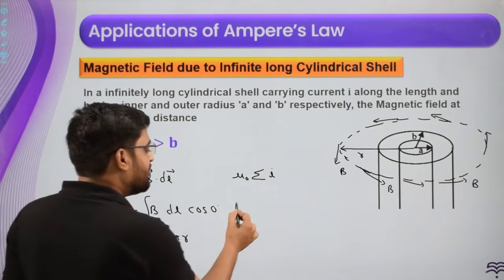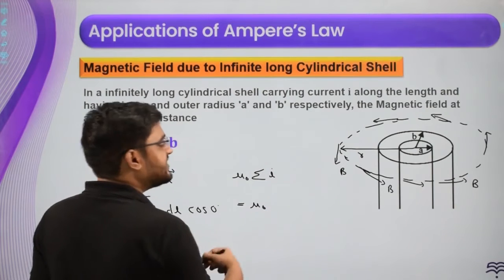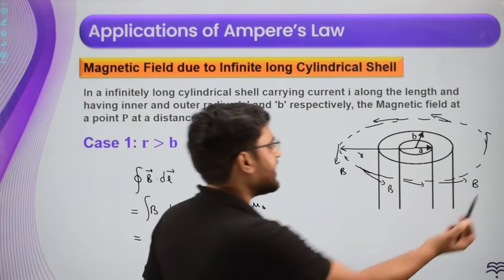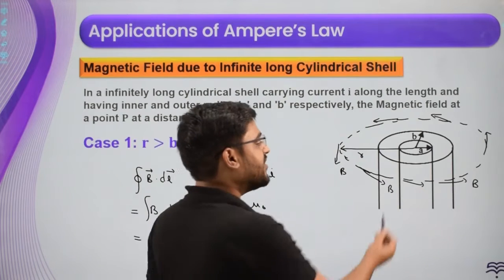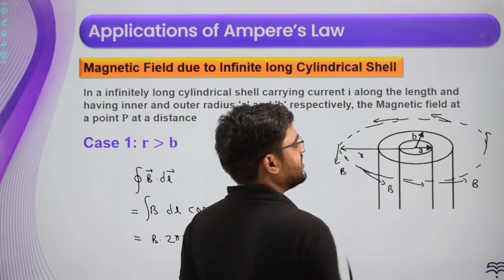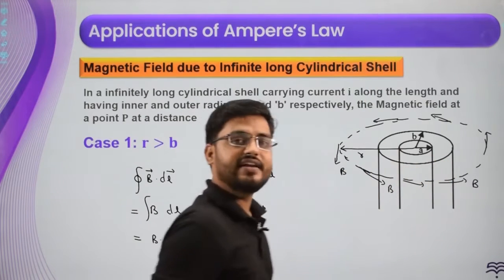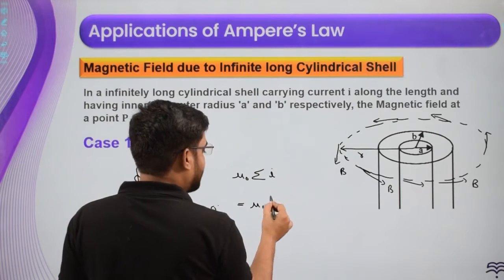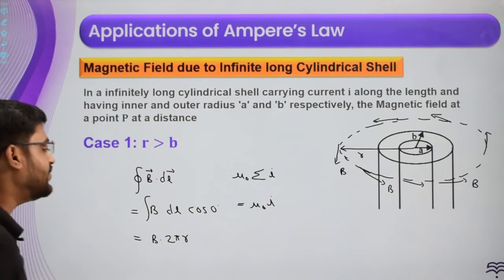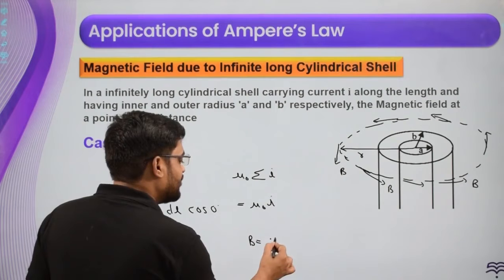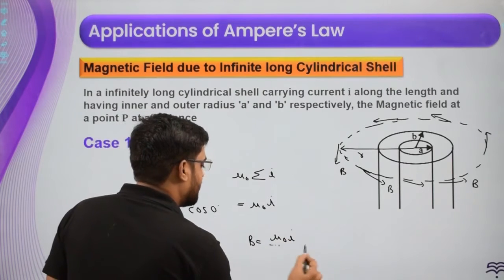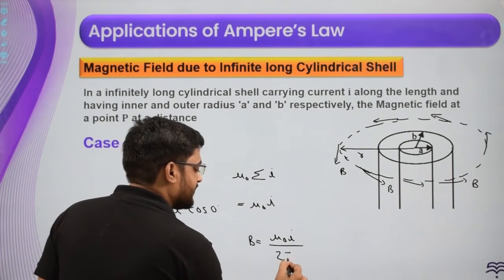How much is that? Mu naught is mu naught only. And how much current is passing through this Amperian loop? The entire current I is passing. If I amount of current is passing through this cross section, then the entire I is going in one direction, so the sum of all the currents is simply I. Just equate these two and solve for B. So B is nothing but mu naught I by 2 pi R.